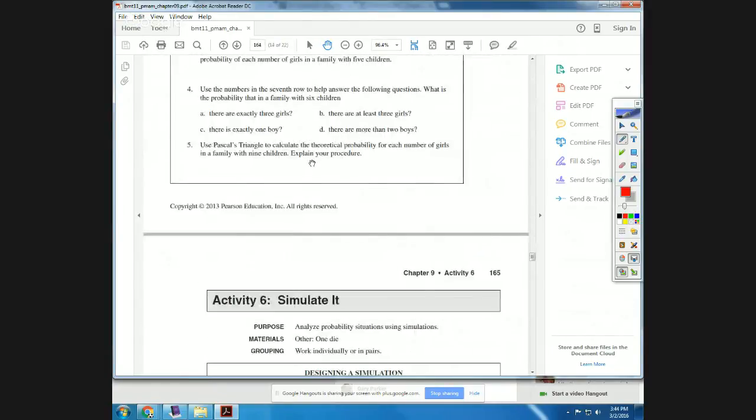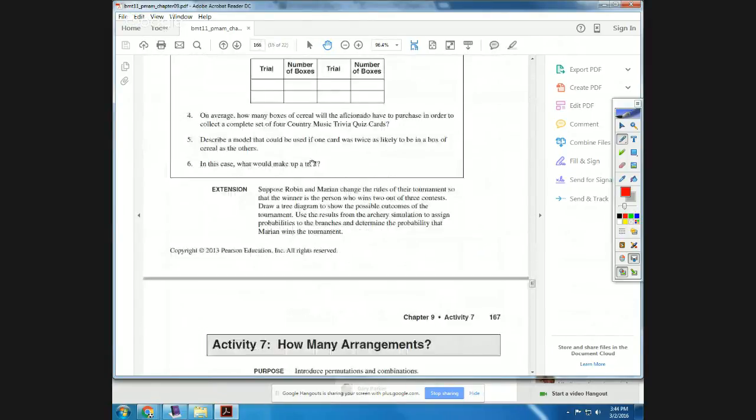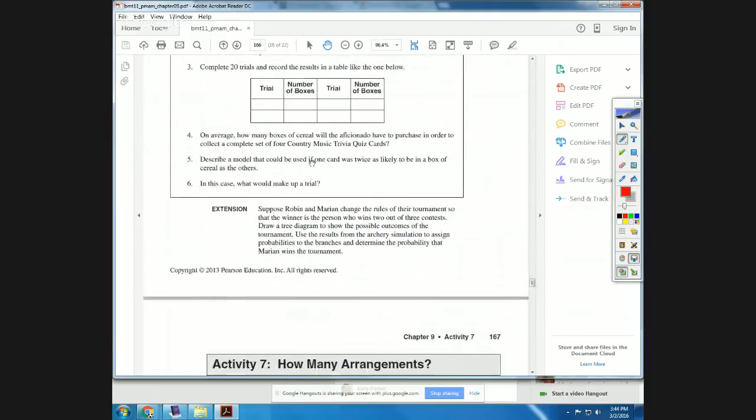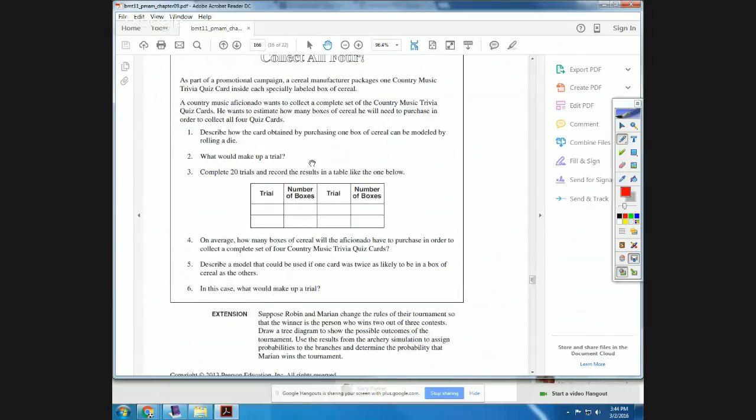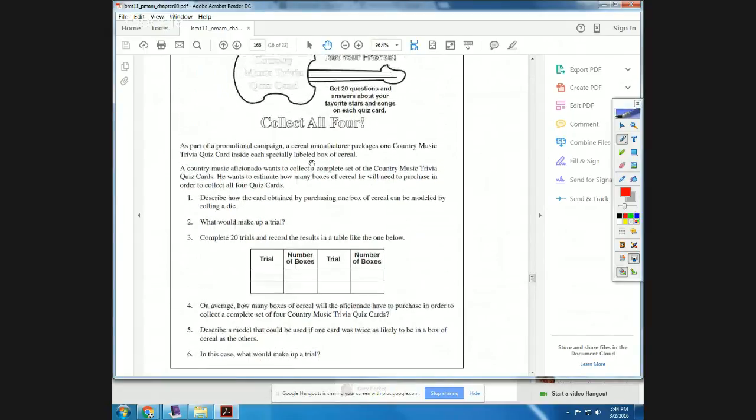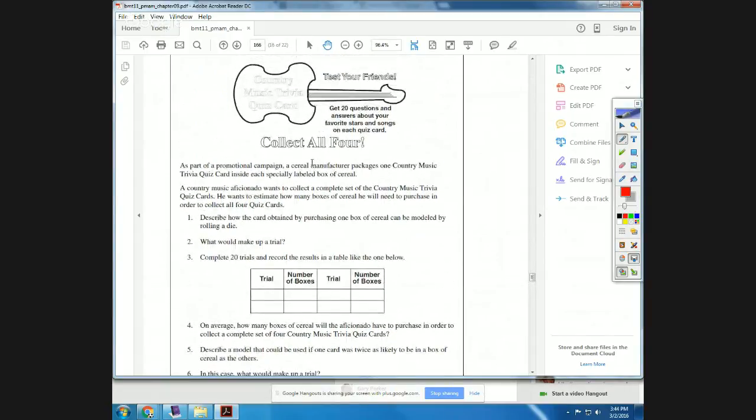All right, so activity 6. We in class already did the second simulation. I just disguised it into the Albertsons game. Here it says there's a cereal box, and inside the cereal box are 4 music trivia cards. You want to figure out how many boxes of cereal you would have to buy in order to get all 4 cards. You need to run a simulation to do that, and they give you instructions on how to do it. It's basically the same thing we did in class.